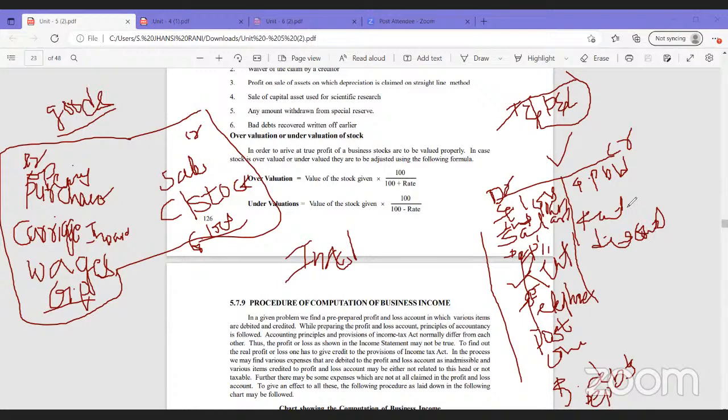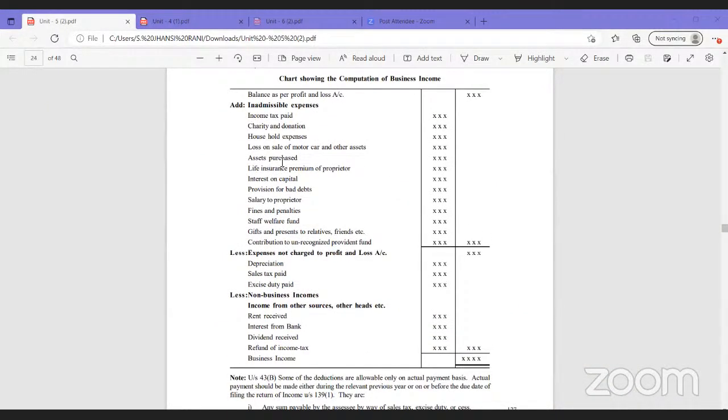Now there are certain expenses that should be written in the profit and loss account but were not written. Now we will write them. Those are called expenses not charged to profit and loss account. So let's look at the format. If you have the textbook, you can look at it, otherwise I'll show it. This is the format of whatever we discussed here. Inadmissible expenses are the expenses which are not allowed as business expenses, like income tax paid. Who will pay it? It's an individual. It's not a business thing.